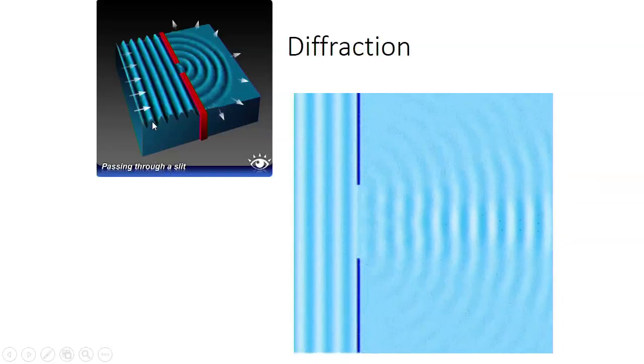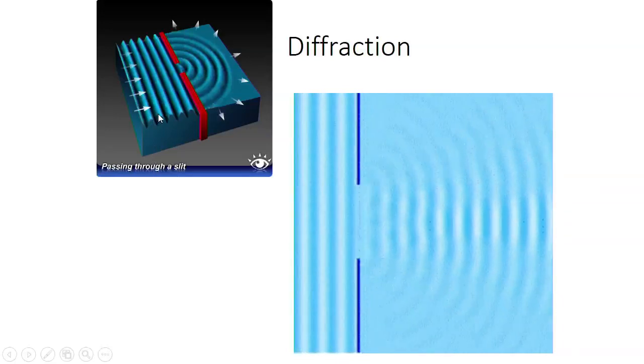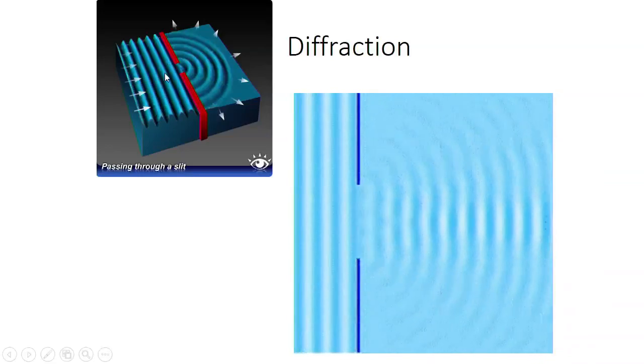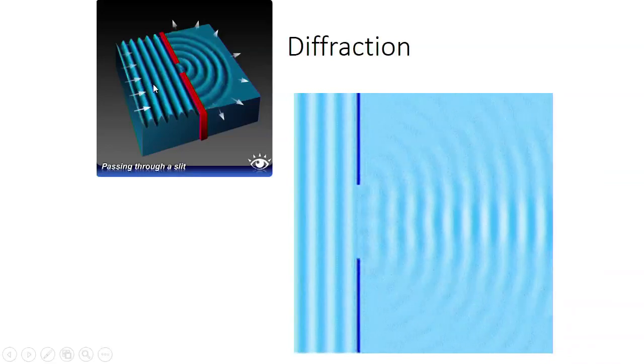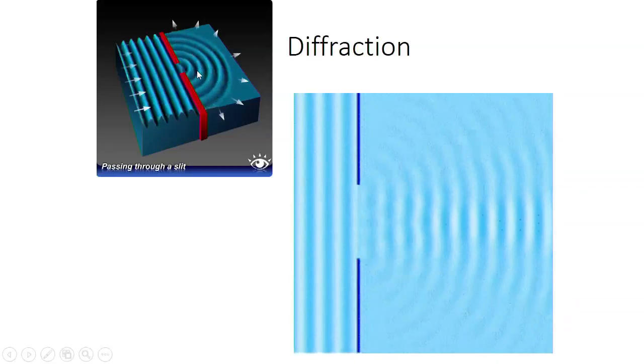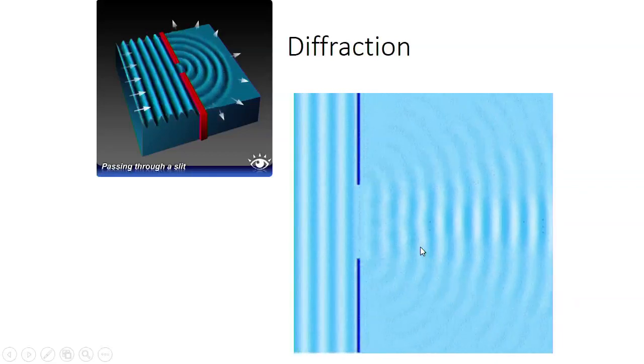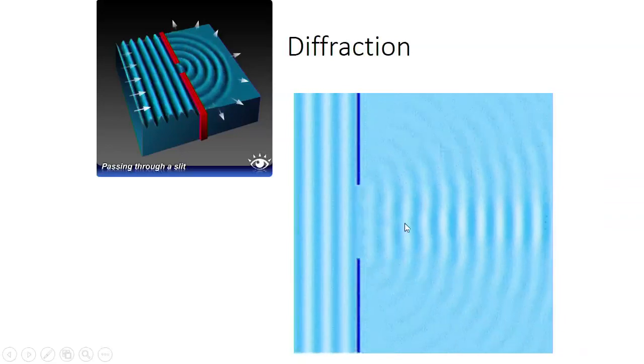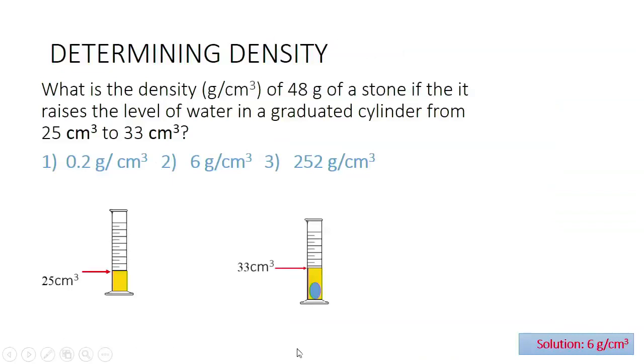Now here the water is passing through a slit. There is a narrow barrier in between. We have some water moving in, and then they have to pass through a narrow slit, and then they bend. And then we say they are diffracted. And this is also another example of diffraction.